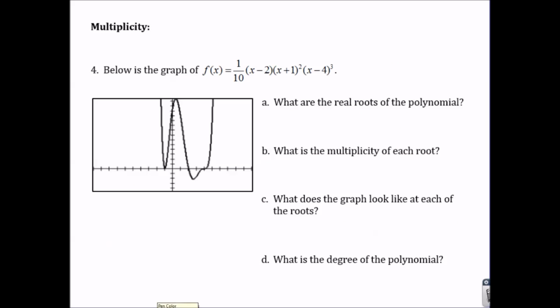Now let's take a look at multiplicity. Multiplicity is when a graph has multiple of the same root. So when a polynomial has more than one of the same root.